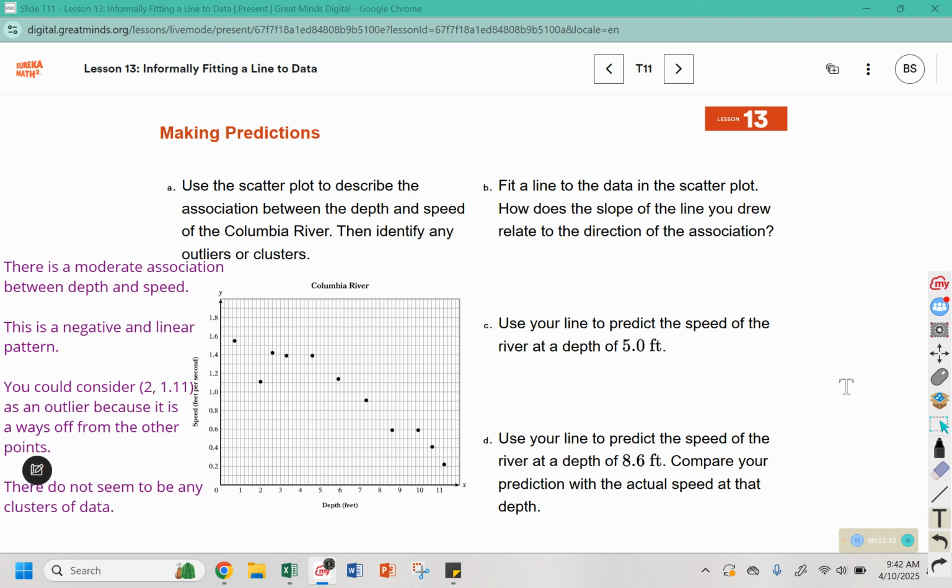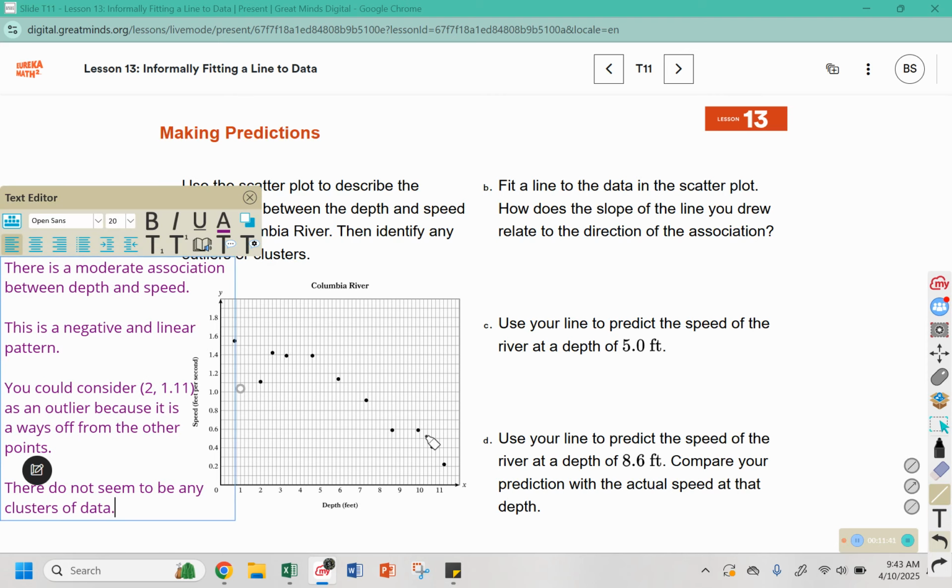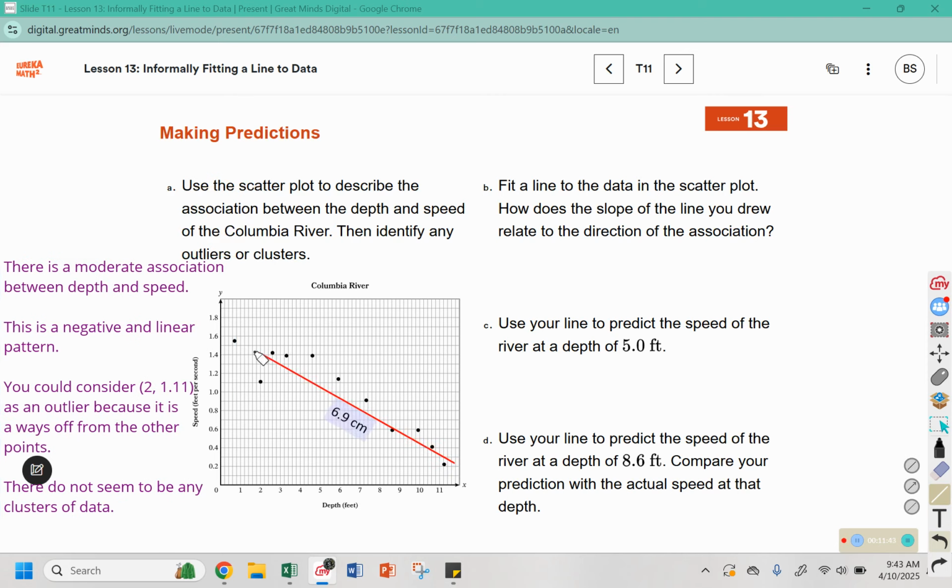Then it says fit a line to the data in the scatter plot. How does the slope of the line you drew relate to the direction of the association? So we want a line that goes through the majority of the center of the points, trying to get as close to as many as possible. So it might look something like this. Yours may not match mine perfectly, but the slope of the line is negative, and we said that it was a negative linear pattern.